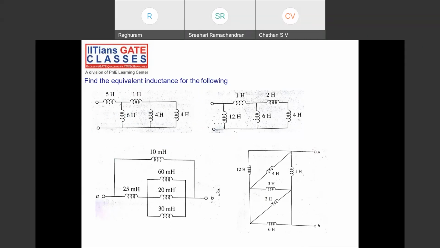First one is 7. Yes, first one is 7, correct? Second one is 3. Okay, do the last one.